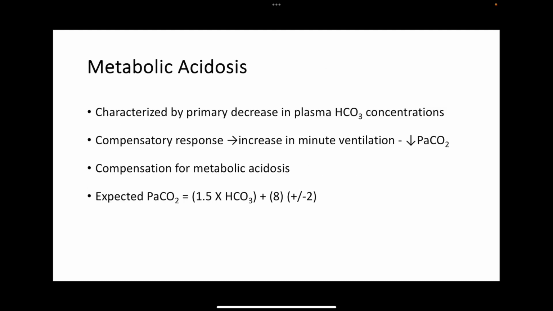Metabolic acidosis is characterized by a primary decrease in the plasma HCO3 concentration. The compensatory response is an increase in minute ventilation, resulting in reduced PaCO2. So, how do we calculate the compensation for metabolic acidosis? The expected PaCO2 is given by this formula when we know the bicarbonate levels.